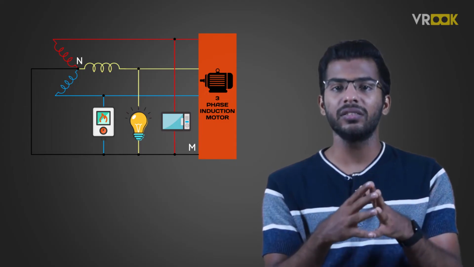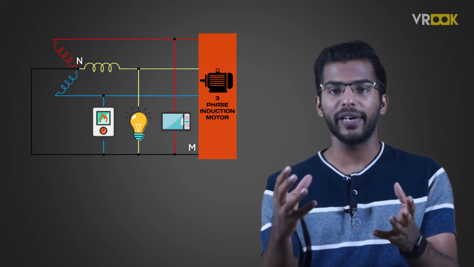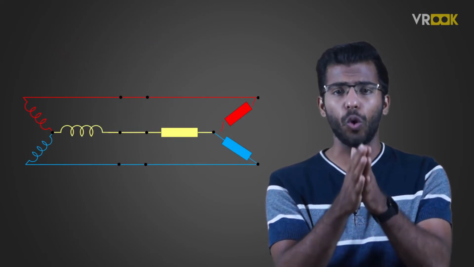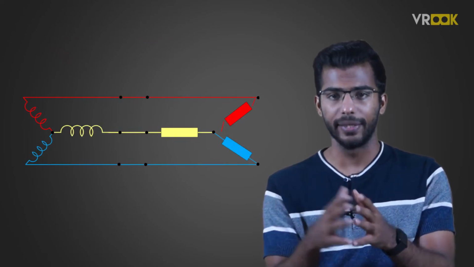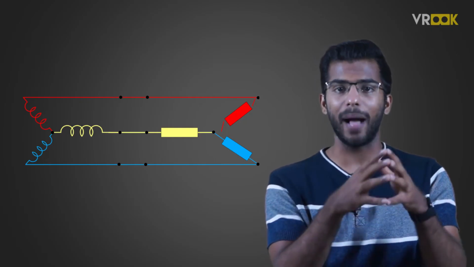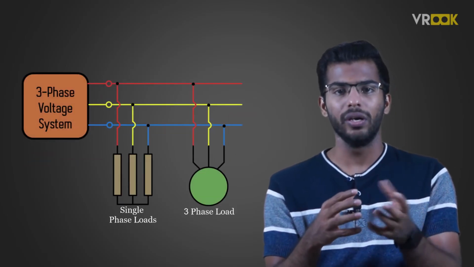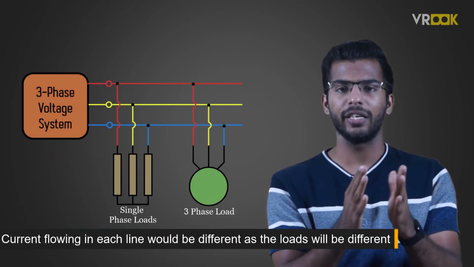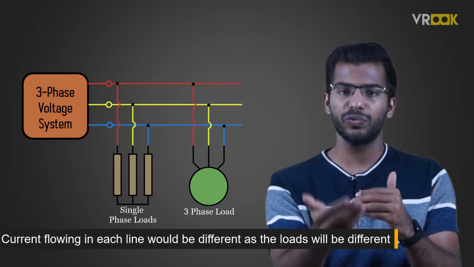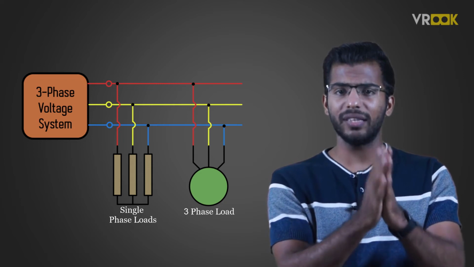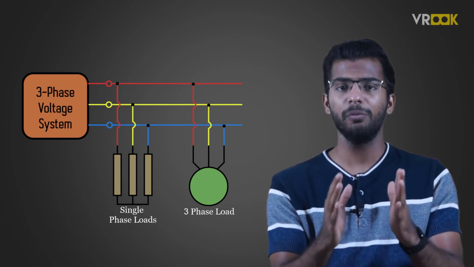If this is the case, we can remove the neutral wire MN. We connect the coils in a different way, which also looks like a star or Y. This is the case with balanced loads where all the loads are equal. In an unbalanced star connected load, the current flowing in each line would be different as the loads will be different. But according to KCL, the sum of the three line currents must still be 0.